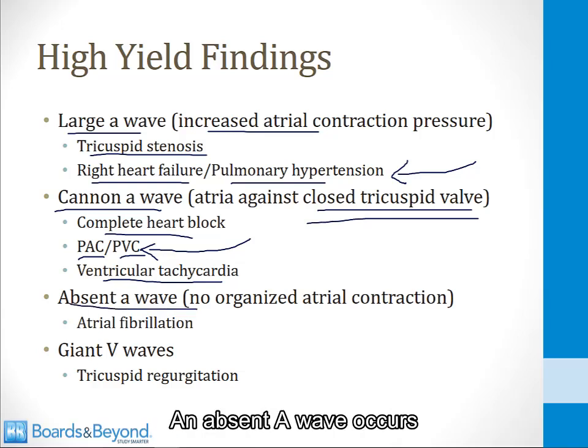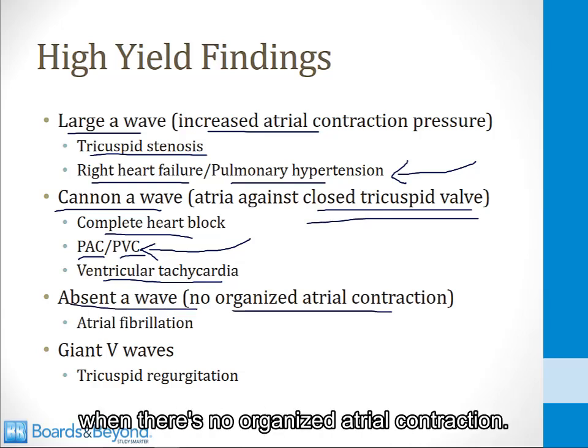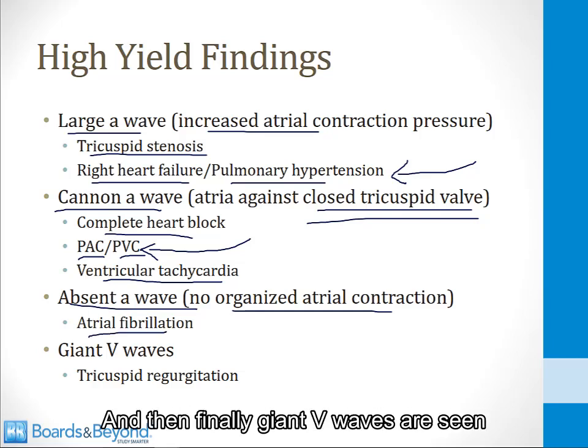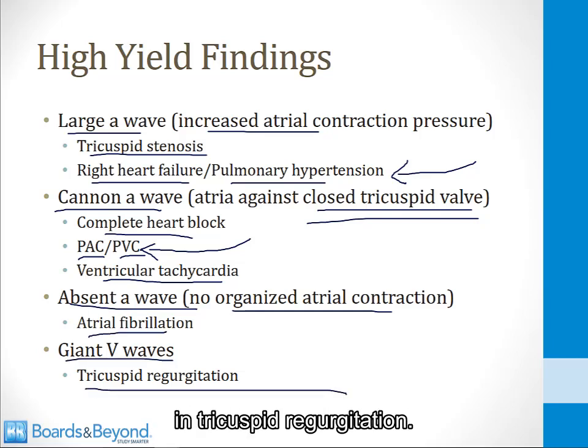An absent A wave occurs when there's no organized atrial contraction. This occurs in atrial fibrillation. And then finally, giant V waves are seen in tricuspid regurgitation.